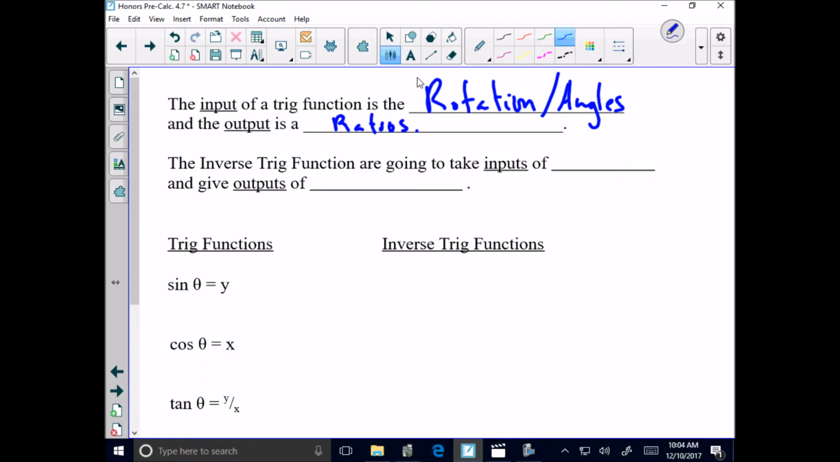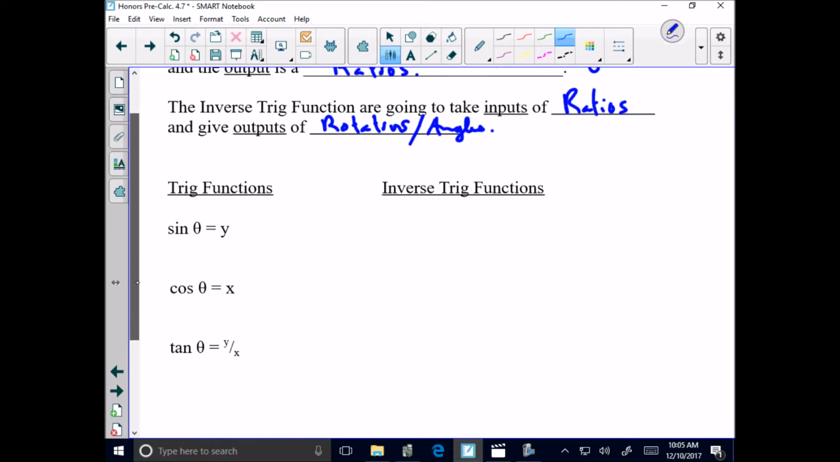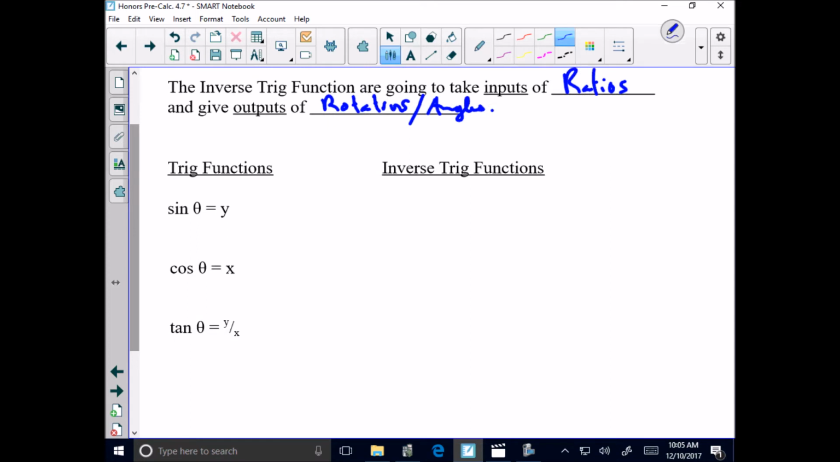So if we're talking about the inverse trig functions, we're going to be talking about functions that take as their input ratios and give as the output the rotations or angles where those ratios occur. So right here, we've got the definitions of our ratios of sine, cosine, and tangent.